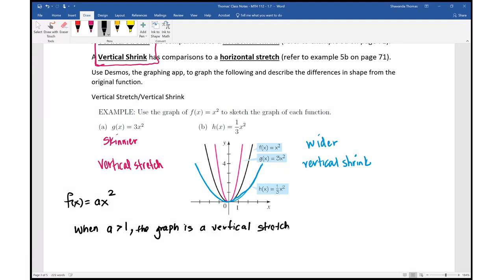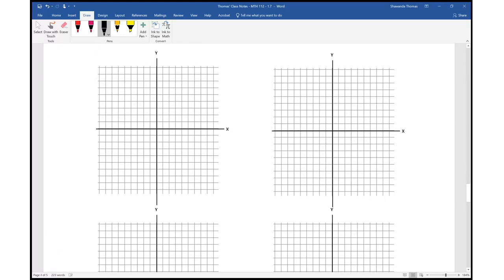When a is between 0 and 1, the graph, what do you think it is? Is a vertical shrink. Vertical stretch, meaning we are getting skinnier. Vertical shrink, meaning we're getting wider and fatter. All right? So that's what you need to know. Let's just go over a few examples to see if you got it.